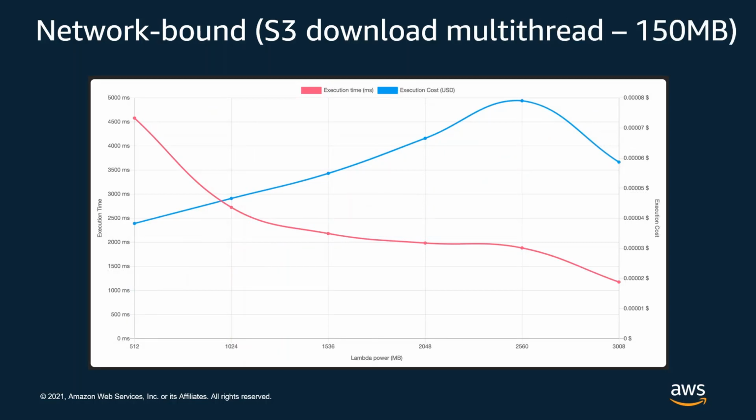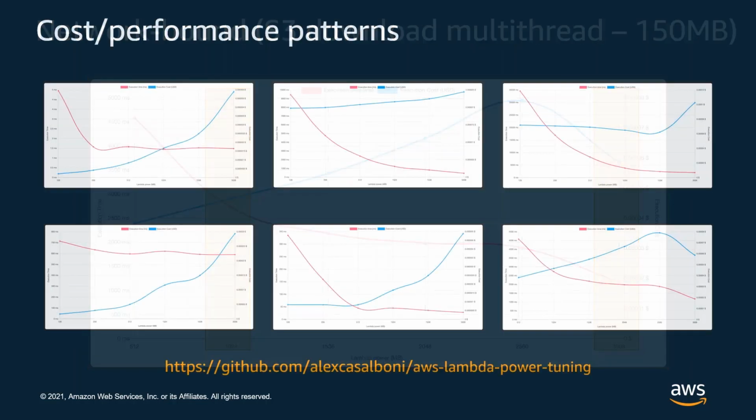So with the multi-threaded download enabled, it's 45% faster and cheaper at 512 meg, which now becomes the cheapest. So even the fastest 3 gig, which is almost 4 times faster, is now more than 4 times cheaper than before, and roughly the same cost and 5 times faster than the 512 meg single threaded version. And this is just a one-line code change.